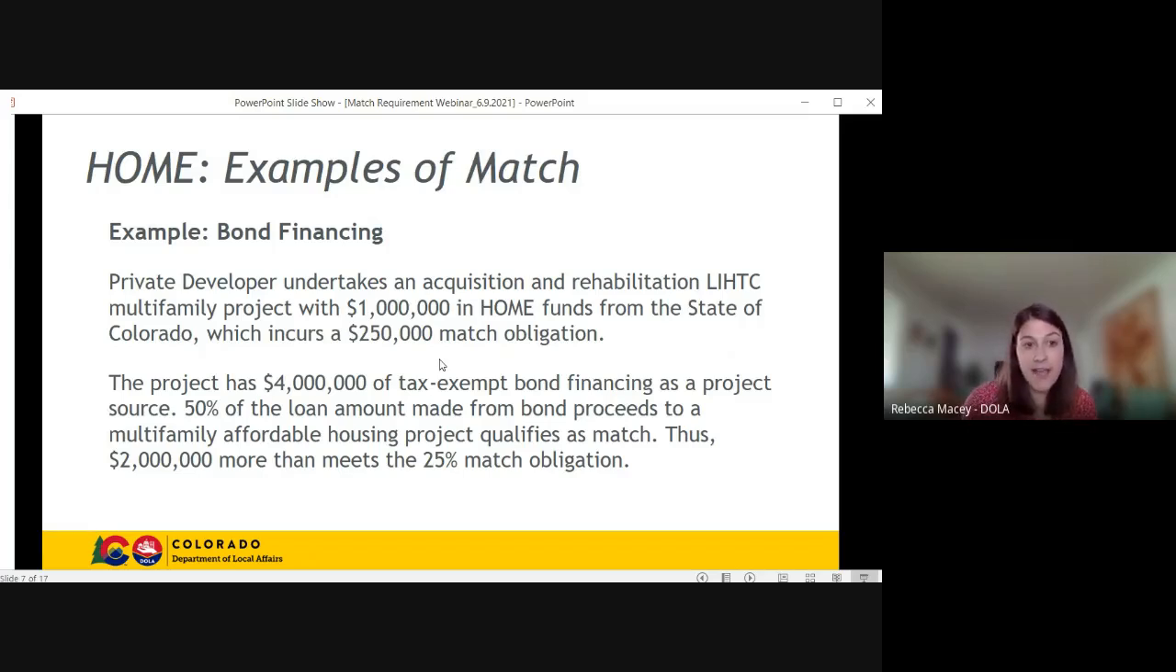So the project comes in and it received $4 million of tax-exempt bond financing as a project source. HOME outlines within its regulations how much of those bond proceeds can be considered. For this project, it's considered a new construction. So the requirement under HOME says 50% of the loan amount made from bond proceeds to a multifamily affordable housing project will qualify as match. Thus, your $2 million more than exceeds the $250,000 match obligation. So you definitely met that match there.